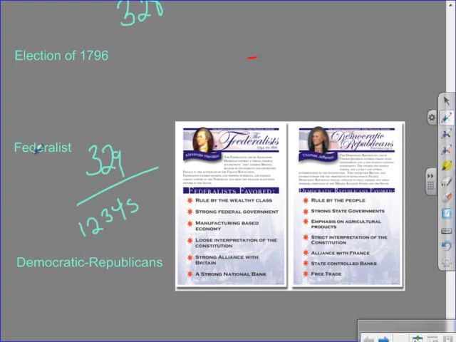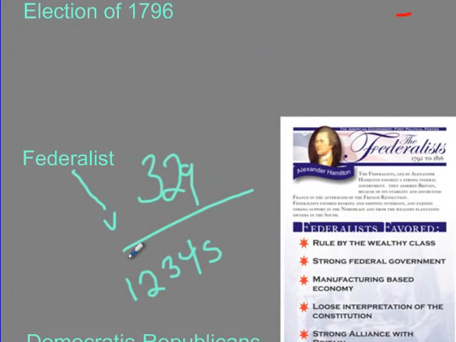If I have a loose view like the Federalists, I have things in between, like 1.5, 3.5, 45, 23. There's just a wider range of options, so therefore the government can do more things if I have a loose view of the Constitution, and the government can grow larger.